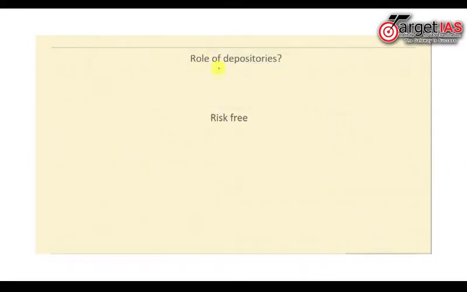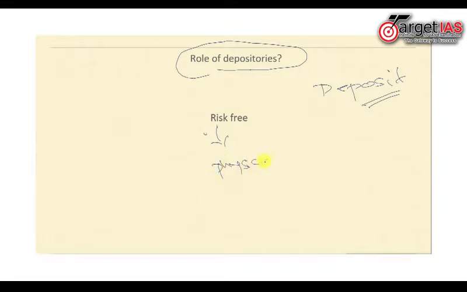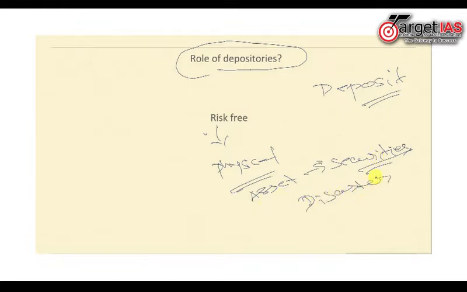Moving on to the role of depositories. Generally, why do you deposit in a bank? Because there is a risk involved in carrying cash. That's why we use ATMs, we use cards. In a similar way, there is a risk involved in carrying physical assets. That asset here is securities. There could be a theft. What happens if there is a disaster? So that's why there is a risk involved.